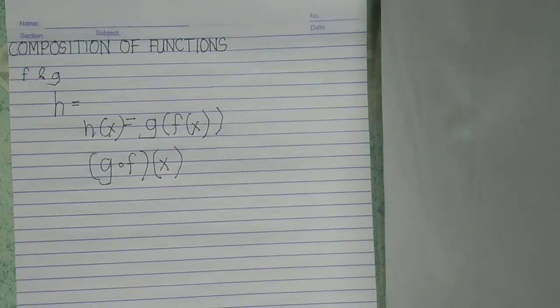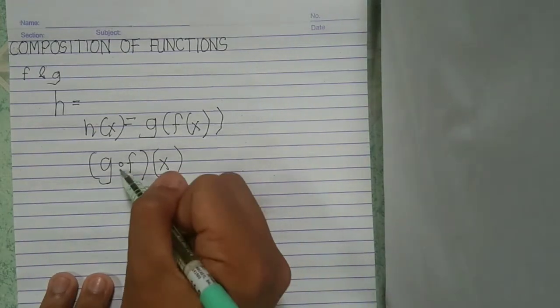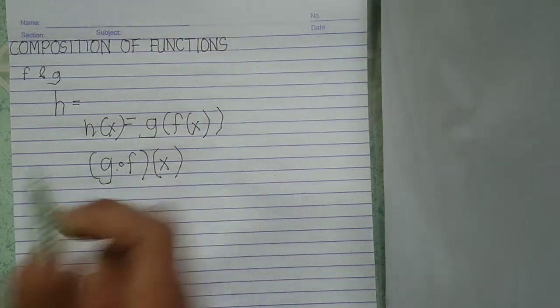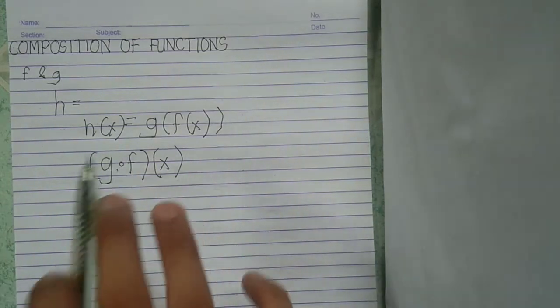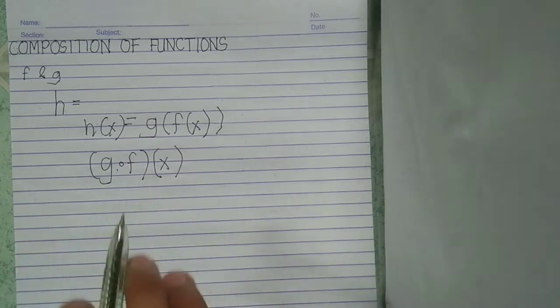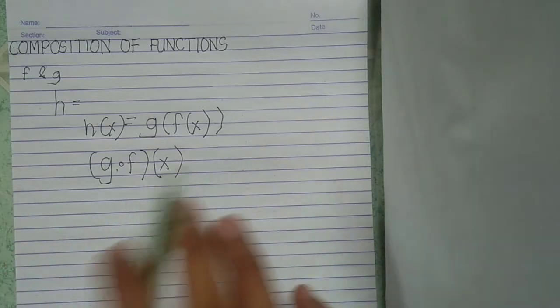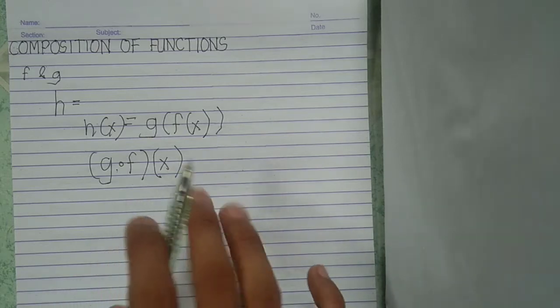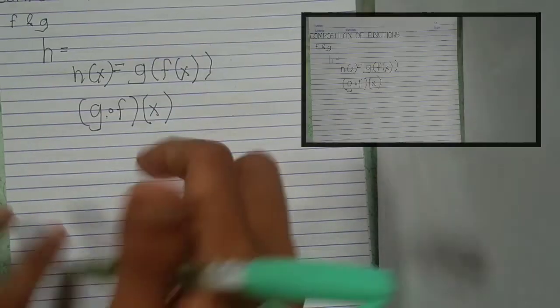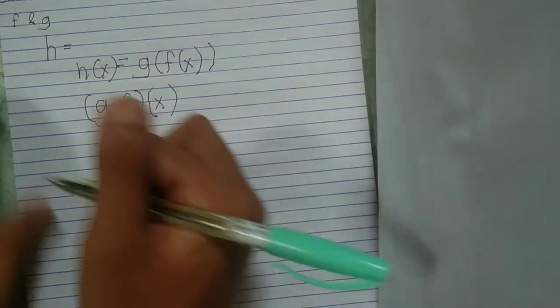Remember that in composition of function, this thing must be hollow and not a solid. Because when this thing will be solid, that is no longer composition of functions, but it is a multiplication of functions. Let's take a look at this example.